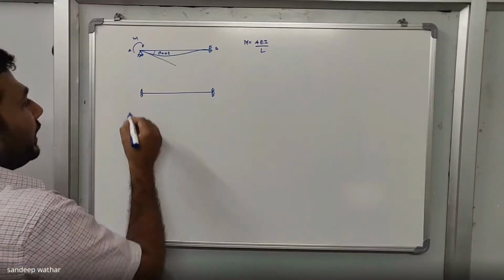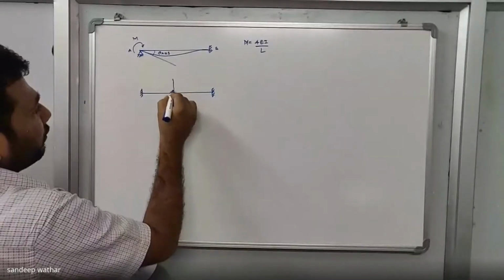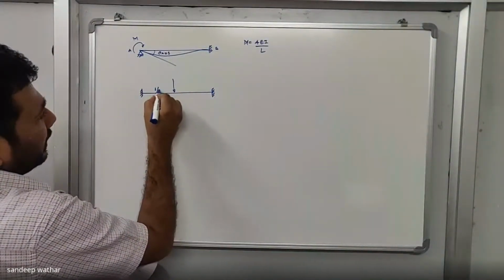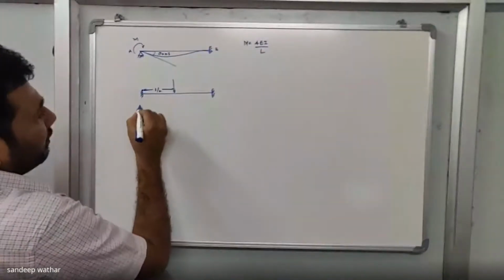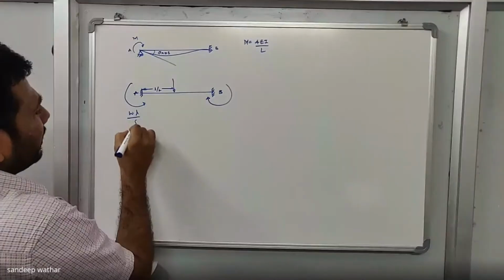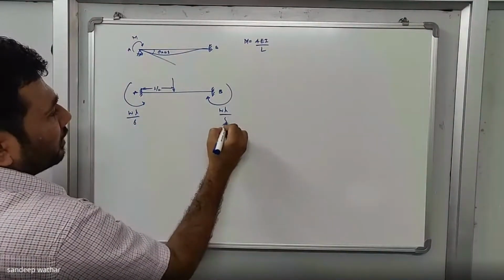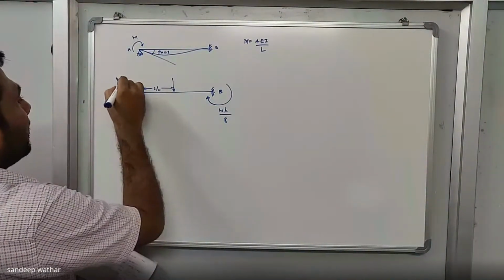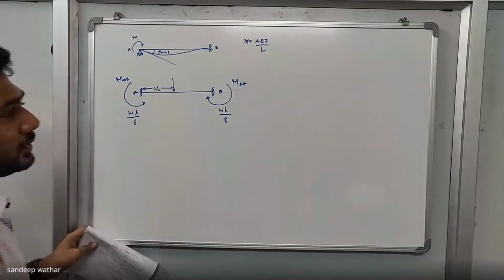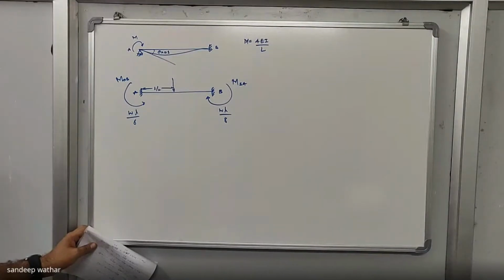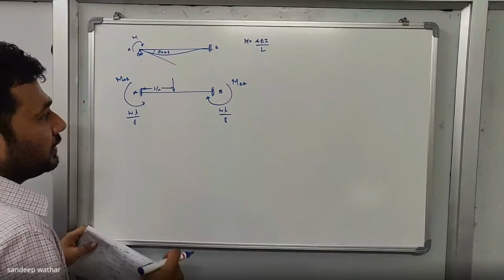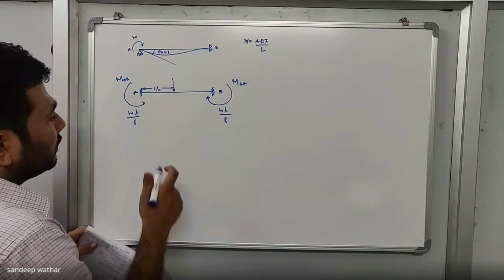In that you will find different kinds of loadings. Like if there is a point load at the center, at L by 2 distance from the left or the right, the end moment was WL by 8. So this is also WL by 8. This I call MAB, this is MBA. These are the values that we have arrived at. Similarly, for different types of loading conditions, I have given you the formulas or the end moment values.